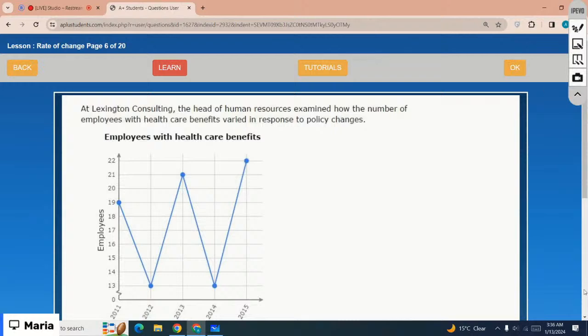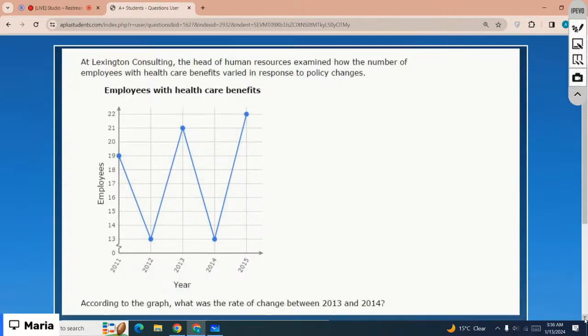Allingston Consulting, the head of human resources, examined how the number of employees with health care benefits varied in response to policy changes. According to the graph, what was the rate of change between 2013 and 2014? So, which is the correct option?